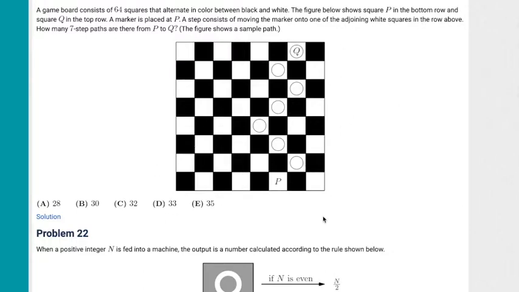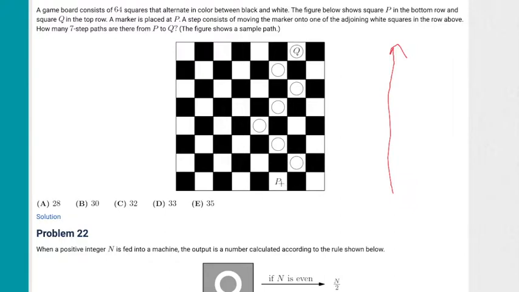And you've got square P in the bottom row. That's right here. And you've got square Q in the top row. A marker is placed at P, and a step consists of moving the marker into one of the adjoining white squares, so one of the diagonal white squares in the row above. So because we can only go to the row above, we're only heading in this direction. How many 7-step paths are there from P to Q? The figure shows a sample path moving in this zigzag direction.